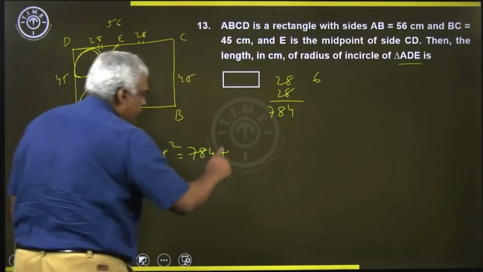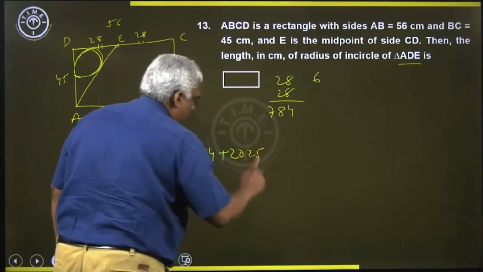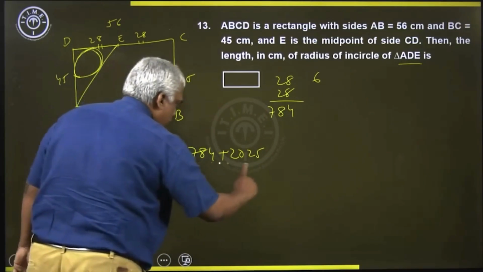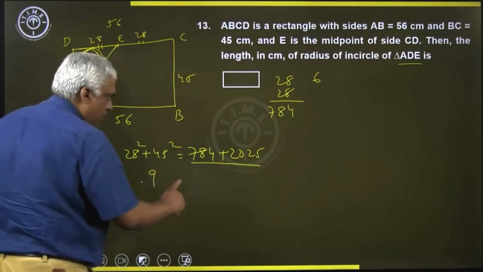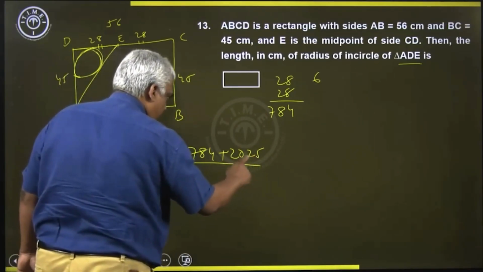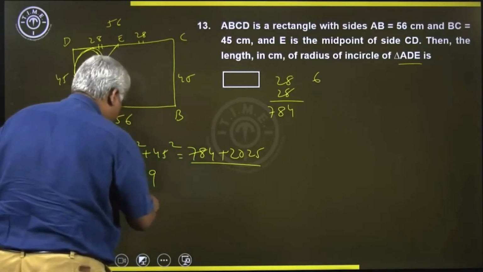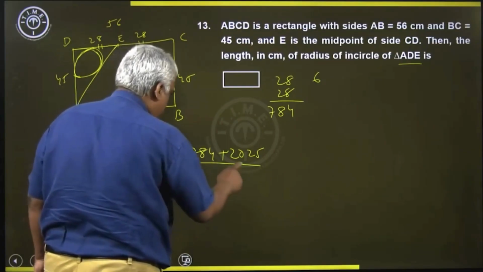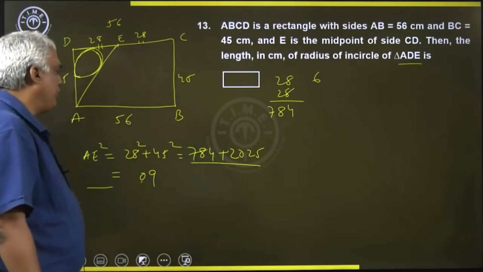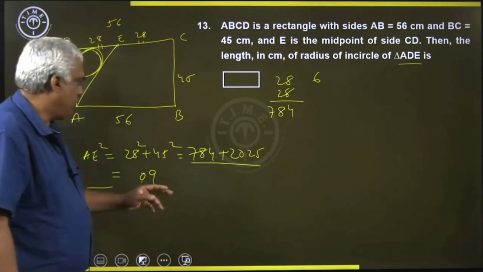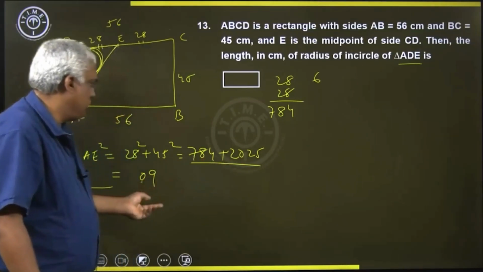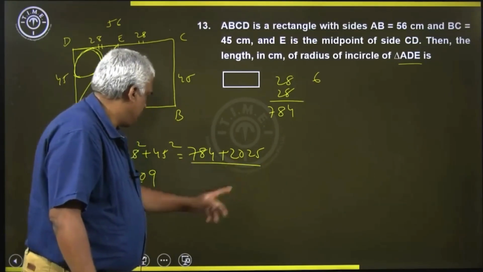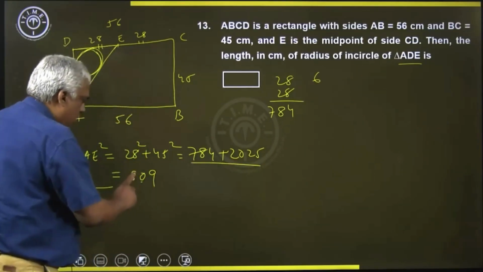45 square I remember is 2025. So AE square will be this plus this. So it's 784 plus 2025. So 4 plus 5, 9. 2 plus 8, 10, 0, carry 1. Carry 1. This is 8. Okay.